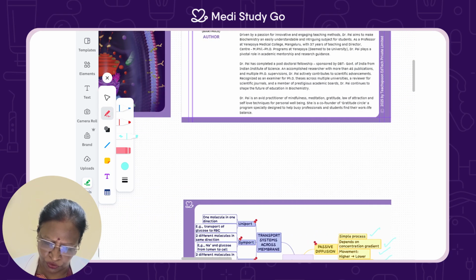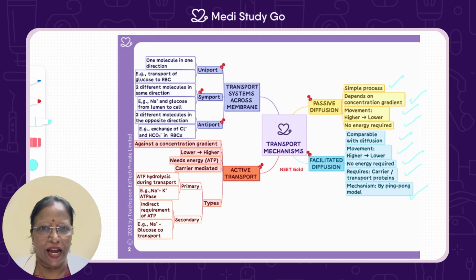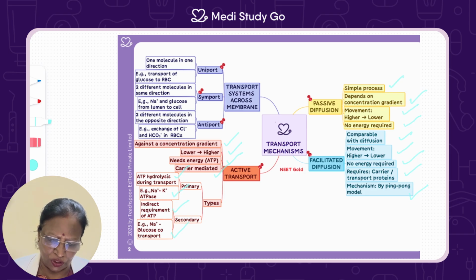Let's just go back to the mind map and recapitulate all about active transport. Active transport occurs against the concentration gradient, from a lower region to a higher region. It is energy dependent, carrier mediated. Two types: primary, where ATP hydrolysis is needed directly for transport, example, sodium-potassium ATPase. Secondary, where ATP hydrolysis is required indirectly. Sodium glucose symport or co-transport is an example of secondary active transport of glucose.